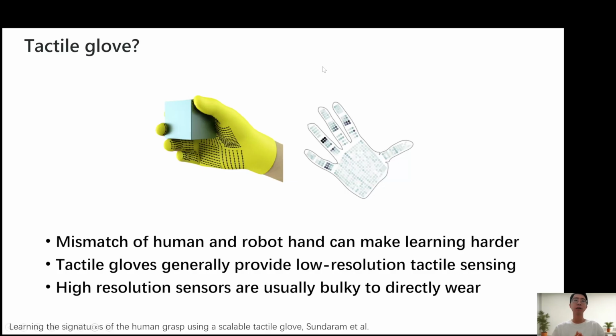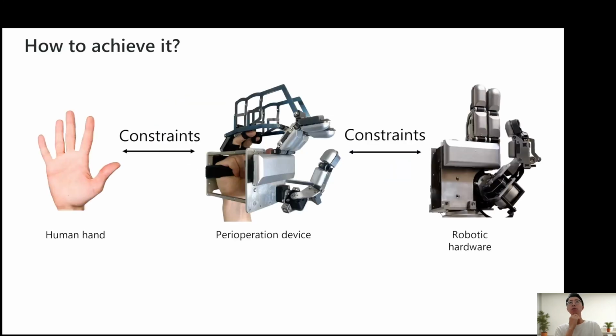So given all these problems, we argue that a tactile glove might not be a good peri-operation device. Then how can we build devices to capture data for hand manipulation? Because it sounds like a very hard problem. On one hand, we will have constraints from the human, and on the other hand, we will have constraints from the robot. Since we probably couldn't alter the human hand, like cut off some fingers to adapt to the robot hand, we need to start from the robotic hand. And I argue that we need to do some co-design of the robotic hardware with the peri-operation device.